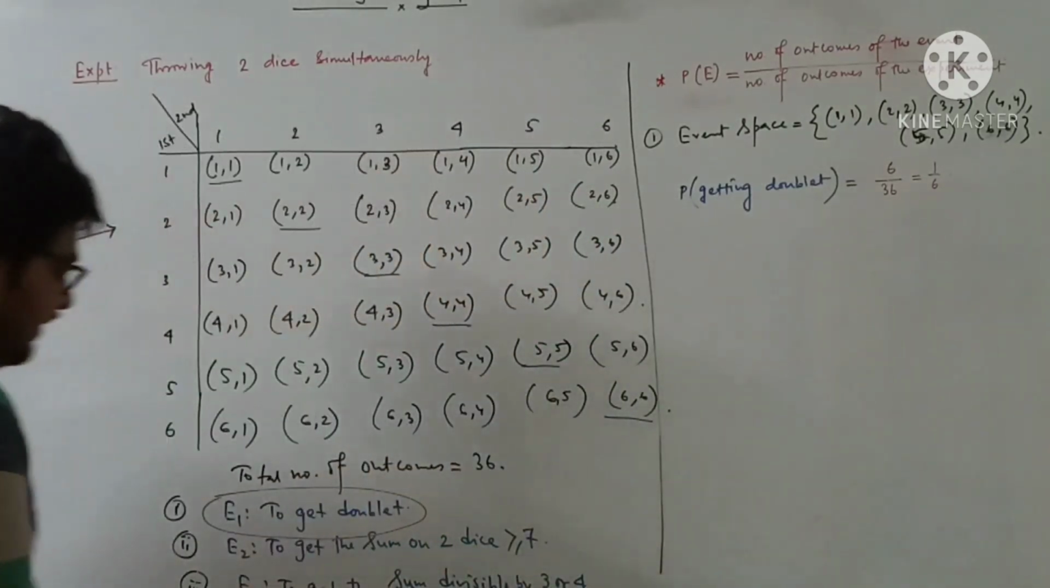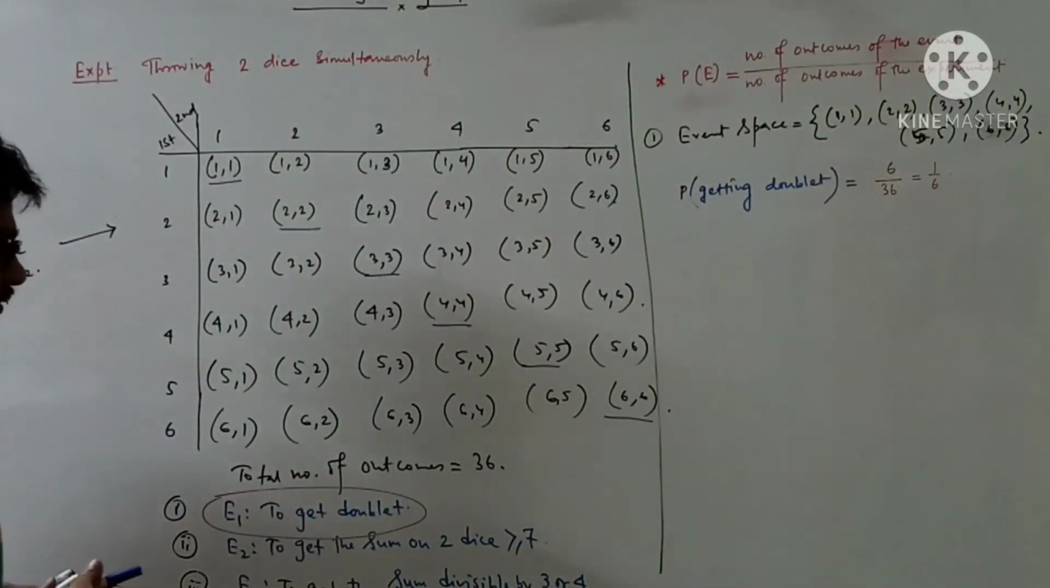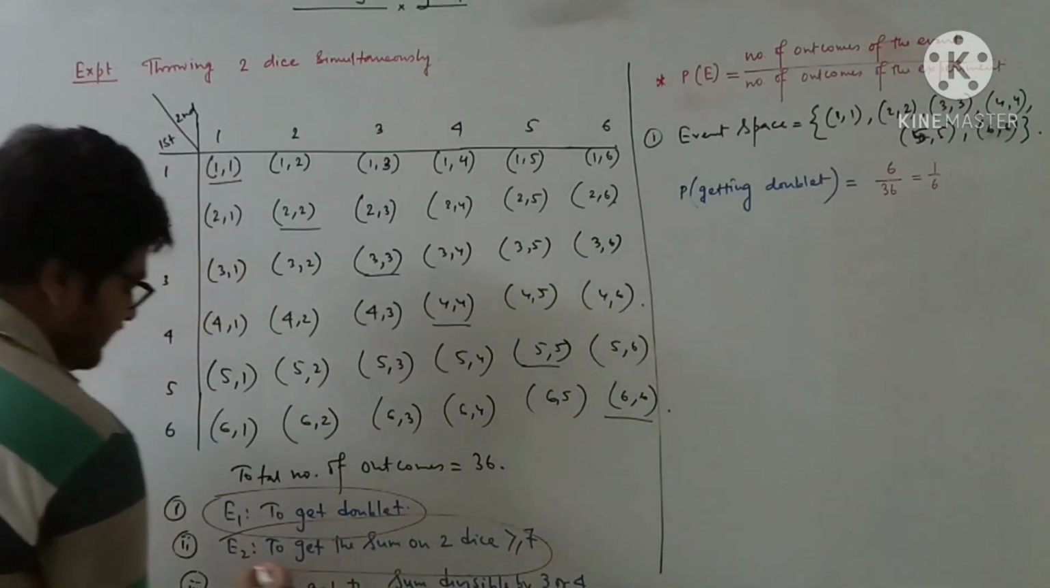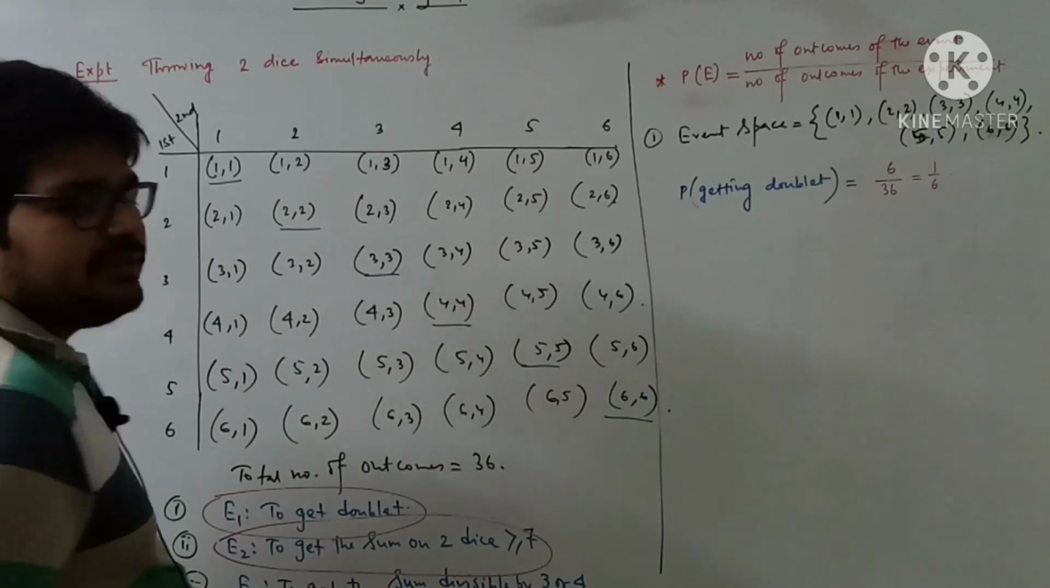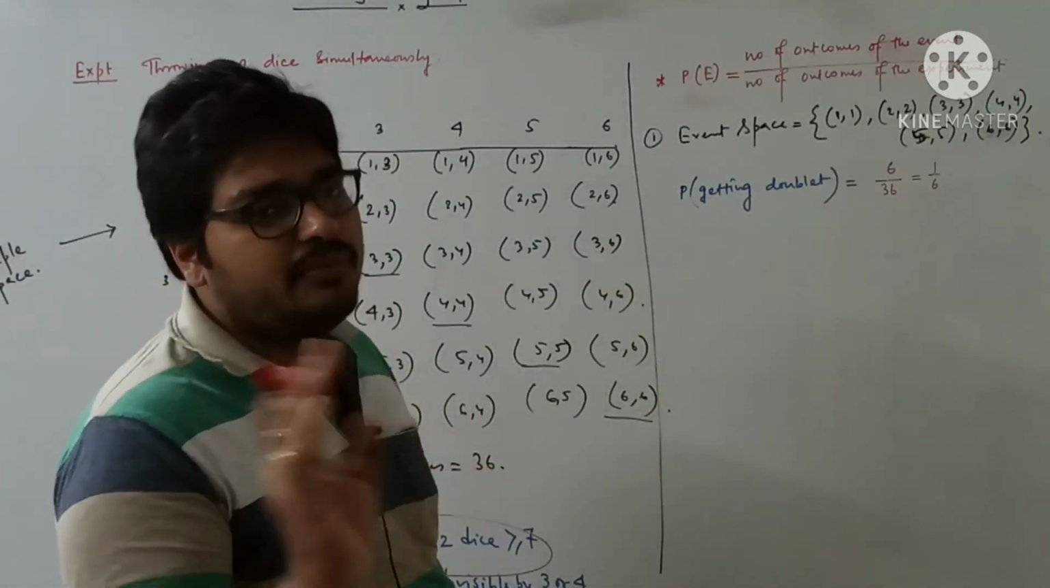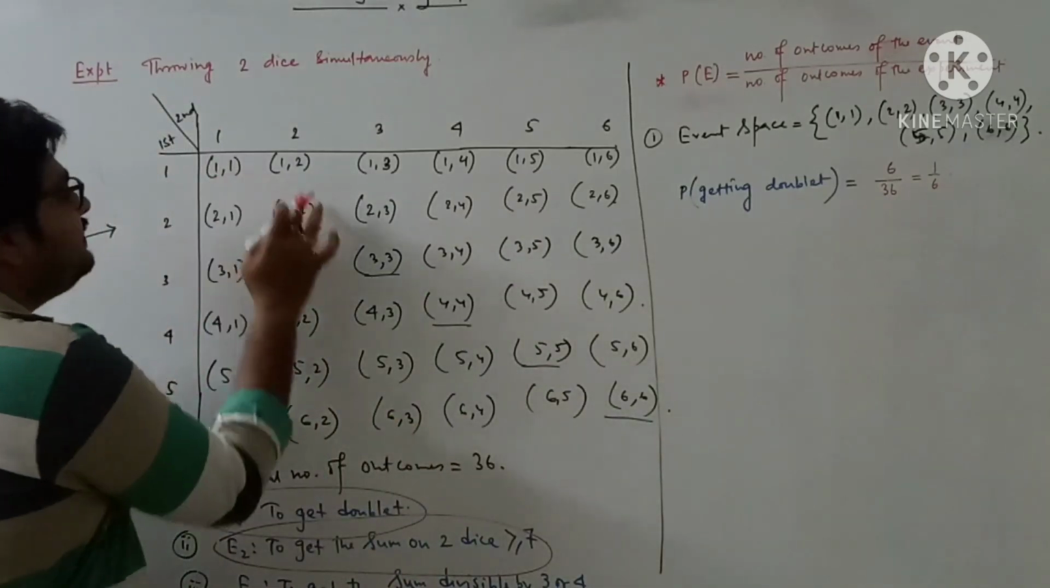Second question, what is that? To get the sum on two dice as greater than or equal to 7. This is our second question. Greater than or equal to 7. So sum on two dice you have to do. You have to check whether it becomes 7 or more than 7. Here how much is coming?